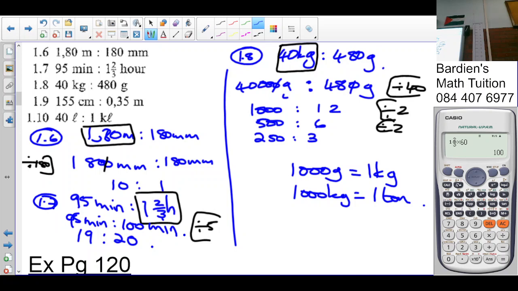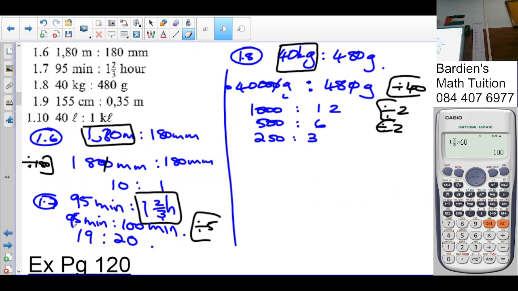Right? You guys understand? But people, from here, if you had seen, I could have divided straight by 160. Okay? You would have gone straight to 25 is to 3. Okay, let's look at the next question.